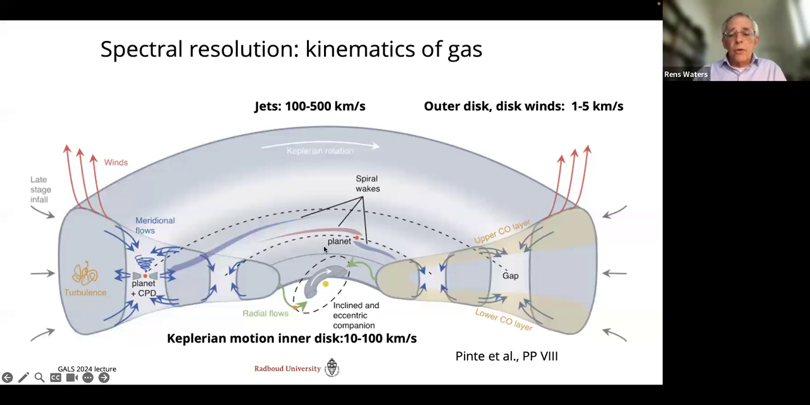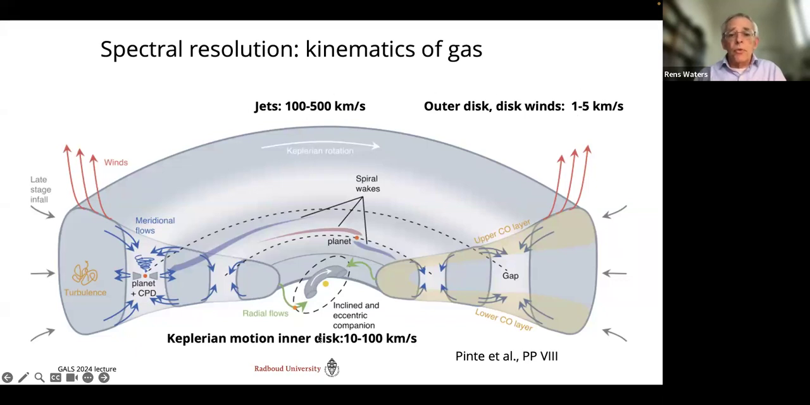Of course, we also want to have information about the kinematics of gas in, for instance, planet-forming disks. Here's an example of what kind of velocities you can expect in such objects. We have the outer disk to start out with. Assuming that these disks are rotating in Keplerian motion, the outer disks and disk winds have typically velocities of the order of 1 to a few kilometers per second.